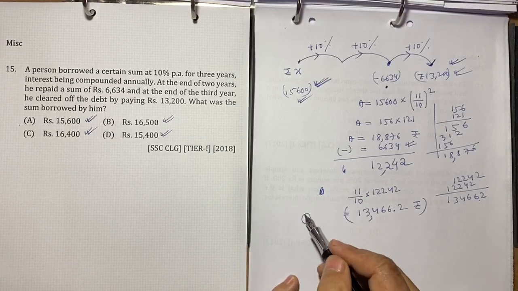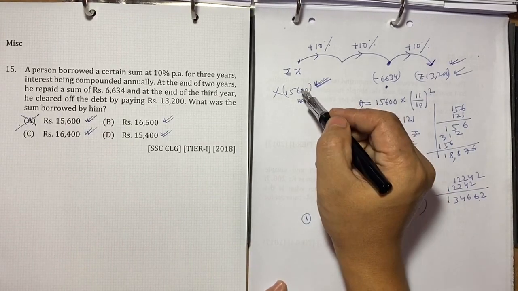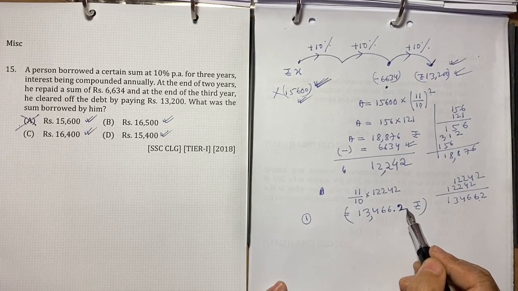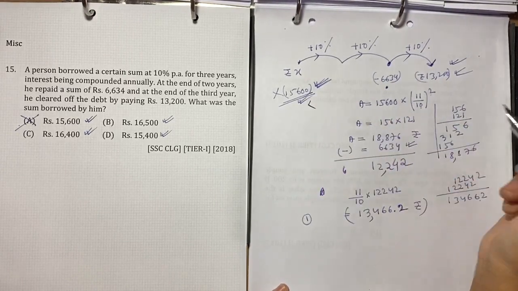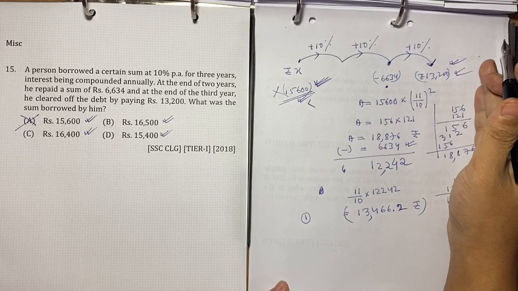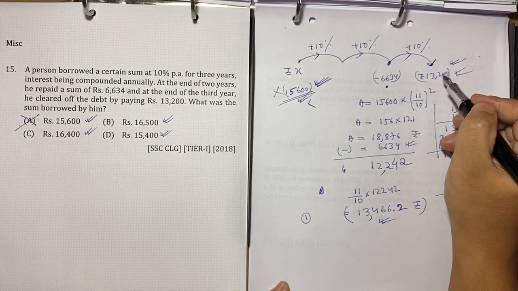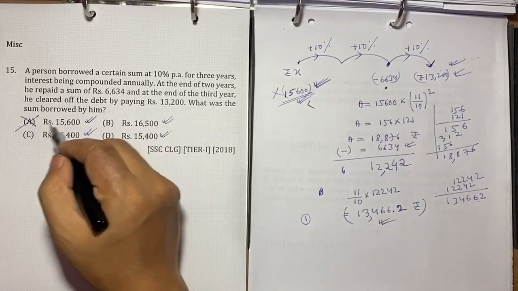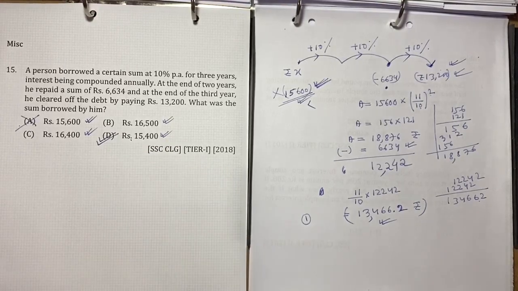Number 1 is not the correct option. Number 2: 15600 is more than the 13466.2 he would get, and the 13200 is not enough to cover the sum of 15600, so it cannot be the answer. So by logic and common sense, this will be the correct answer.